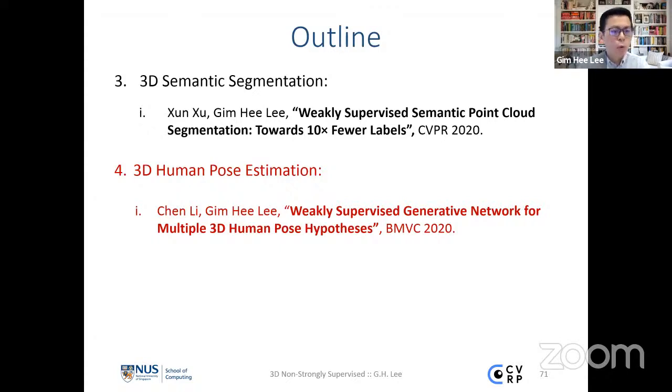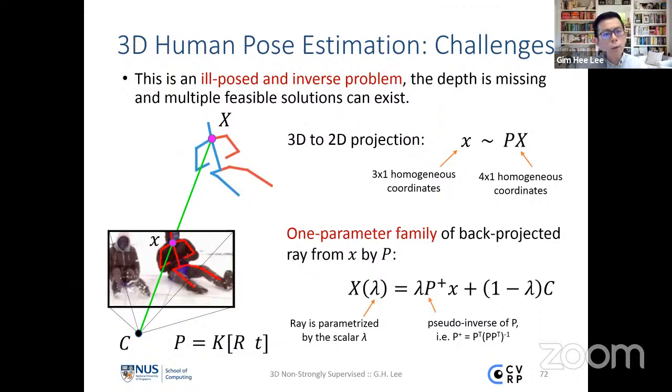Now, I'm going to talk about the last task that we are working on, which is 3D human pose estimation, where we apply weak supervision to design a generative network for multiple 3D human pose estimation. 3D human pose estimation is a very challenging problem. Essentially, given a 2D image that contains a human, we want to lift the 2D skeleton pose of the human into the 3D pose of the human seen in this particular image.